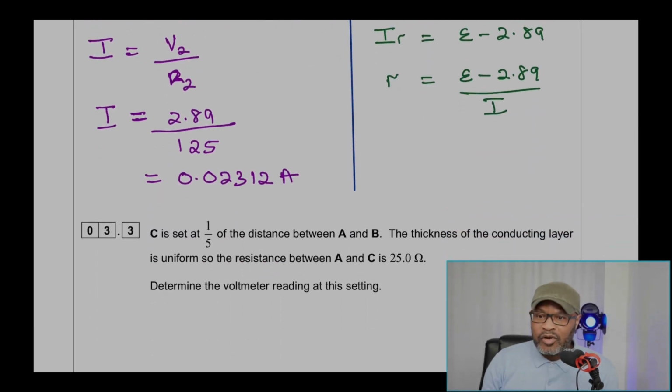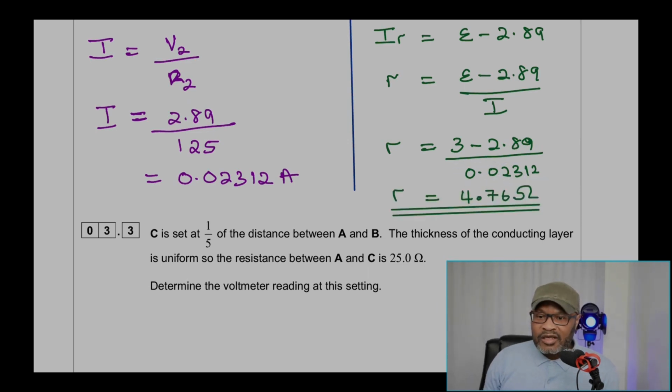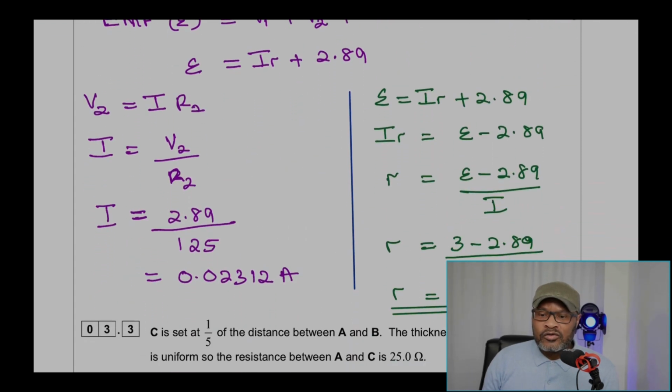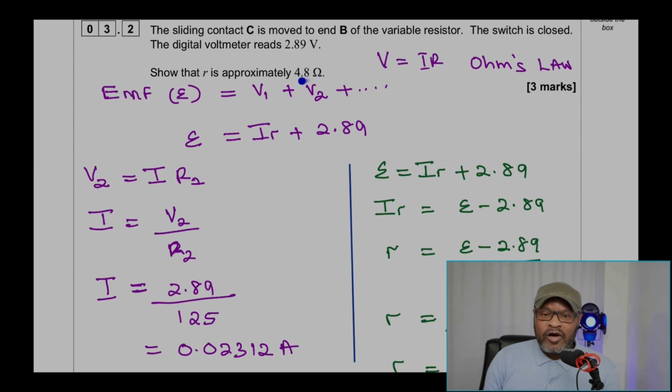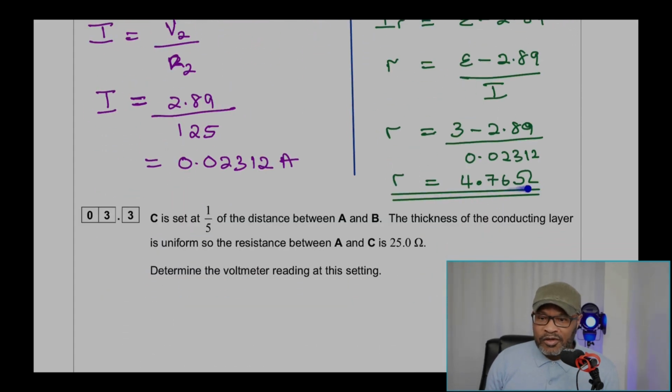So R will be the EMF minus 2.89 voltage, divided by the current. We plug in the values: 3 minus 2.89, divided by 0.02312, and that gives 4.76 ohms. So very close to the expected value for R, which is 4.8 ohms. And so we're quite happy with that.